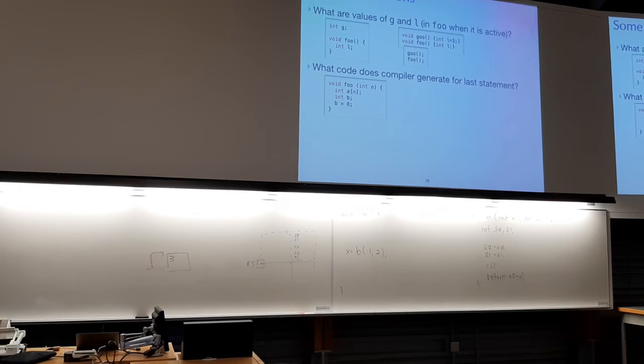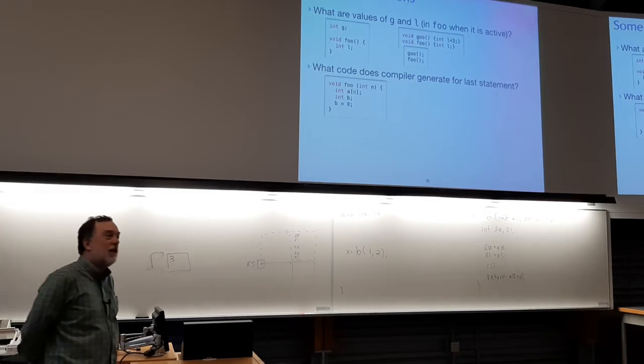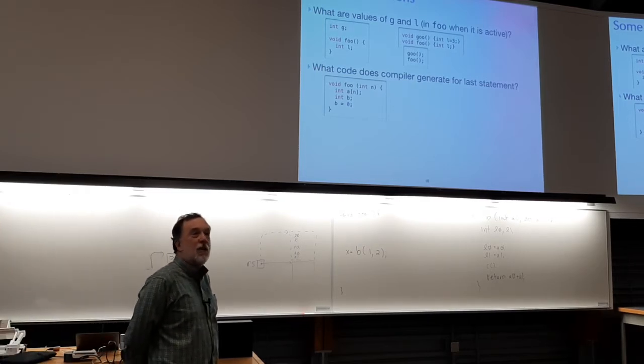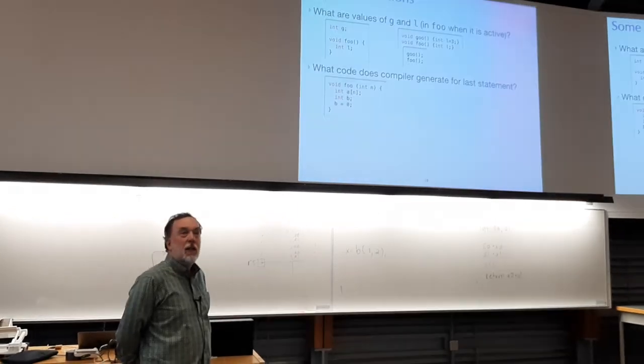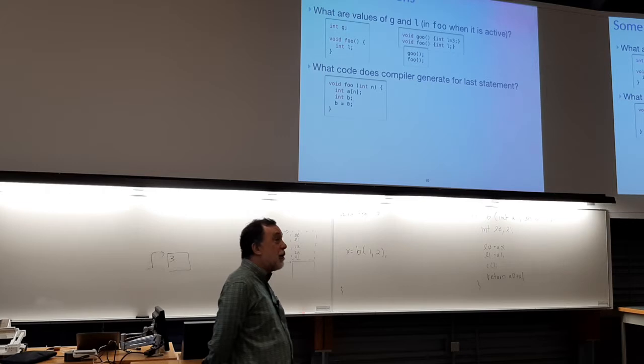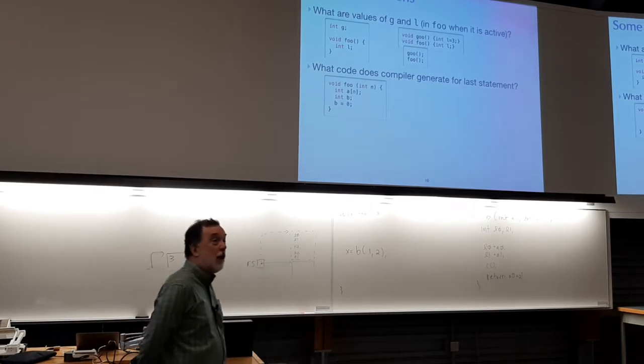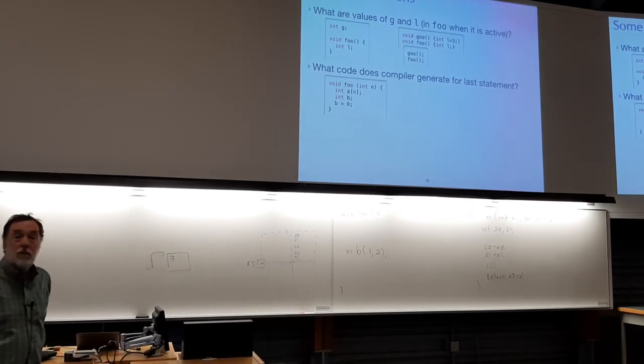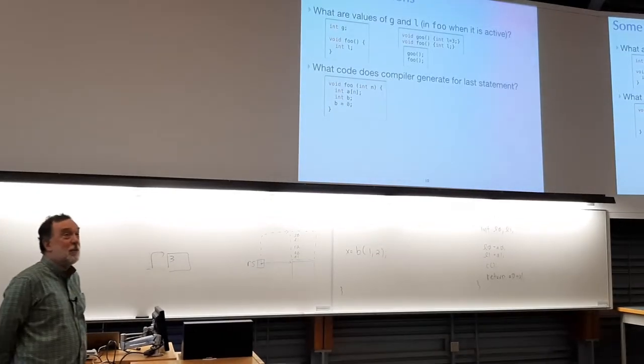Does anybody have an answer? There's like one really easy answer and then one like head scratching answer. The easy answer is what? Nothing. There's no reason for the compiler to generate any code for B equals 0, because B is about to go out of scope. Its lifetime is about to end.